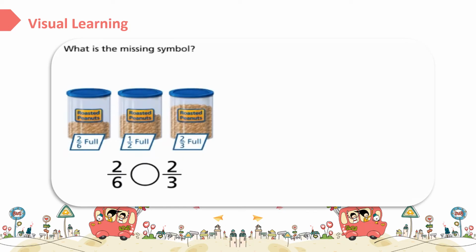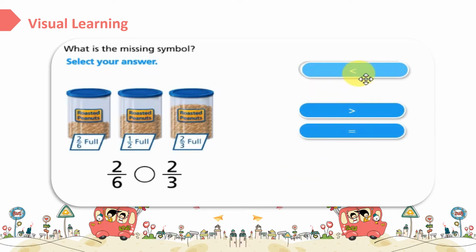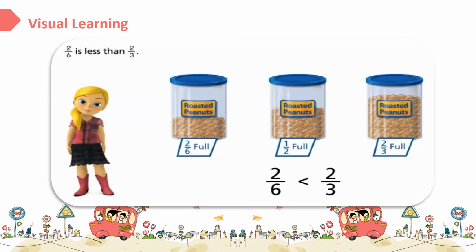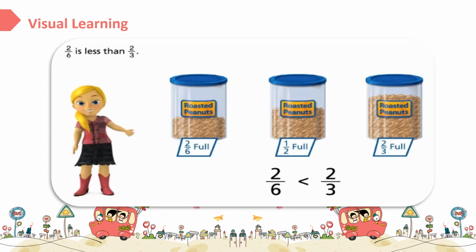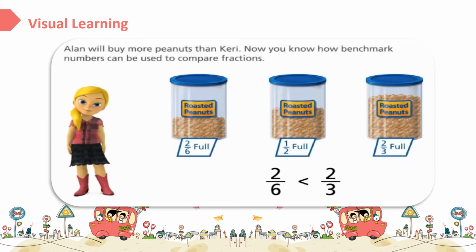What is the missing symbol? Select your answer. Two-sixths is less than 2/3. Remember, 2/6 and 1/3 are equivalent fractions. Alan will buy more peanuts than Carrie. Now you know how benchmark numbers can be used to compare fractions.